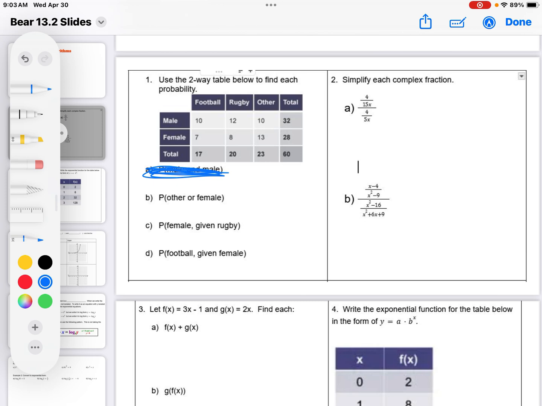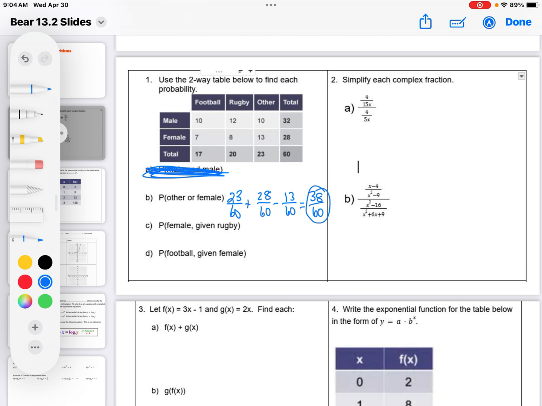Part B, probability of other or female. Probability of other is 23 out of 60, plus the probability of female, which is 28 out of 60, minus the overlap, the ones that are females and other. So that's going to be minus 13 out of 60. Okay, so if we do the math on this, it looks like 38 out of 60.